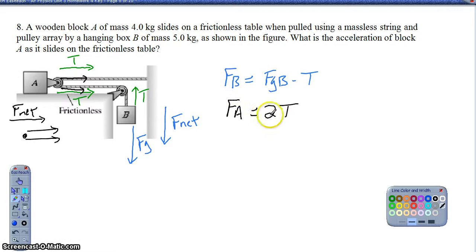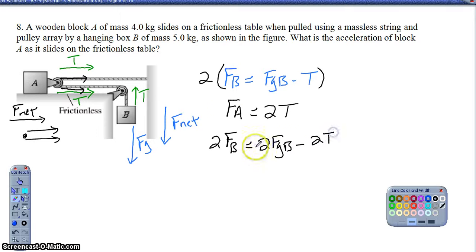So at this point you could do any number of things. You could definitely do substitution, which might be easier. You could still do the elimination method as well, which I actually will do. The only trick is I'd have to multiply this equation by 2 so that my tension, which I don't know, ends up canceling out. So I'm going to multiply that top equation by 2. This would be 2 times the net force on object B equals 2 times the force of gravity of object B minus 2 times the tension. And again, that allows me to use elimination.